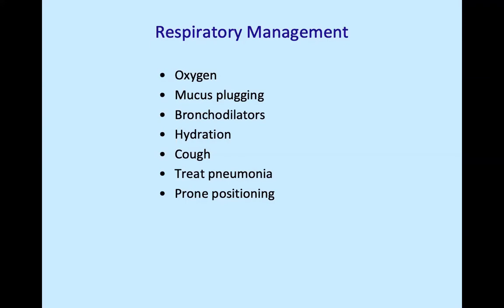Bronchodilators, particularly in those with the bronchitic airway disease type form, but actually with the mucus plugging, even in the pneumonic forms, bronchodilators were beneficial. Making sure that they were well hydrated, because if you're dehydrated, whatever mucus you have in your lower airways turns to concrete, with the consistency of half-set araldite, and it's pretty thick and gloopy.